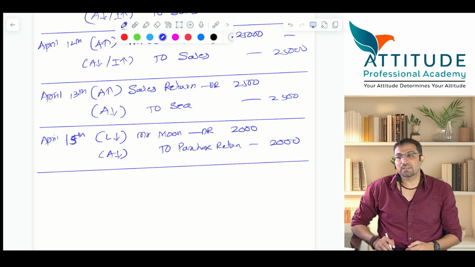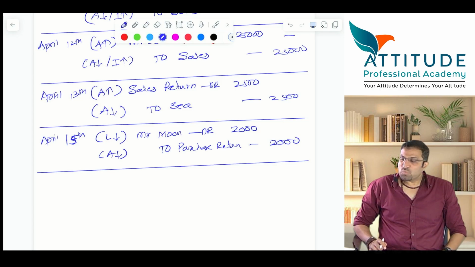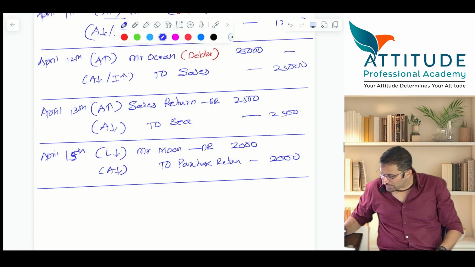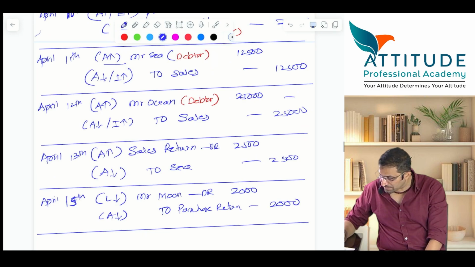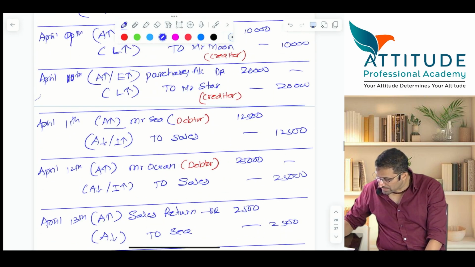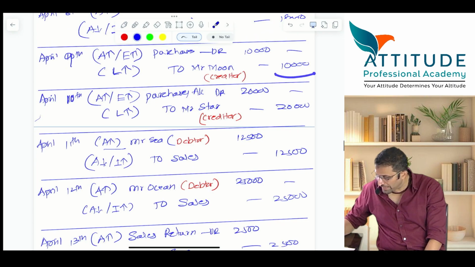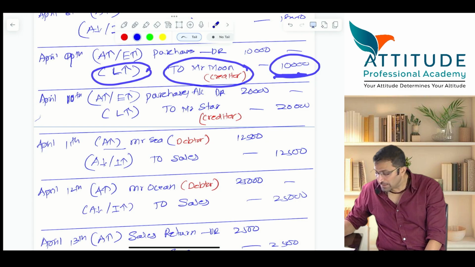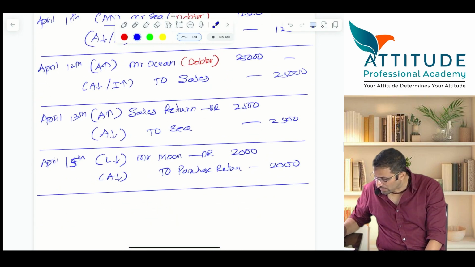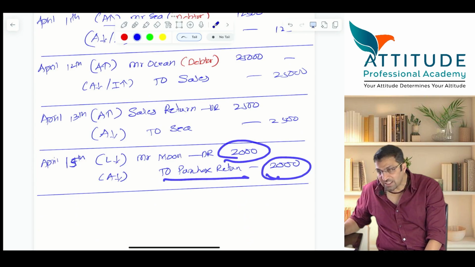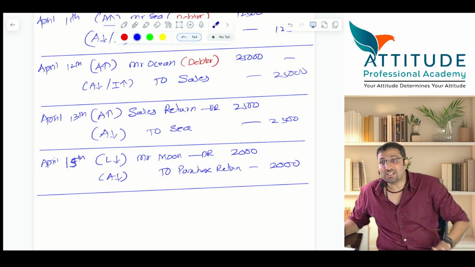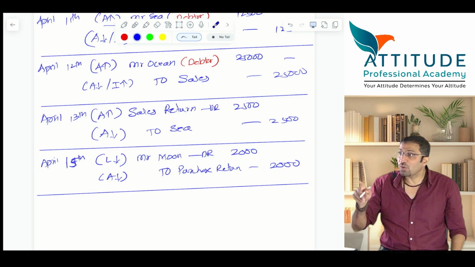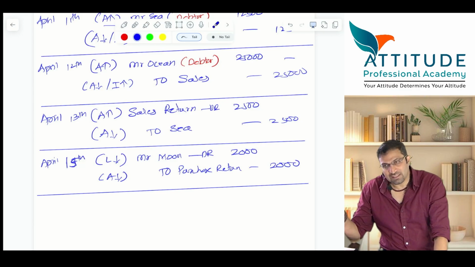Any difficulty, guys? Able to get it? Shall we go to the next one? Okay. Now tell me, we'll analyze this, guys. First, look at Mr. Moon, payable. How much to give? 10,000. Correct? To that extent your liability has come down. You have not given the cash, but you have returned the goods. So Moon account is debited by 2,000. So tell me, still payable to Moon is how much? 8,000. And Moon account will show a credit balance. Is that clear?